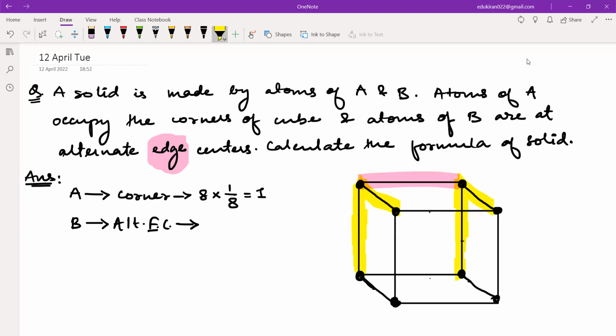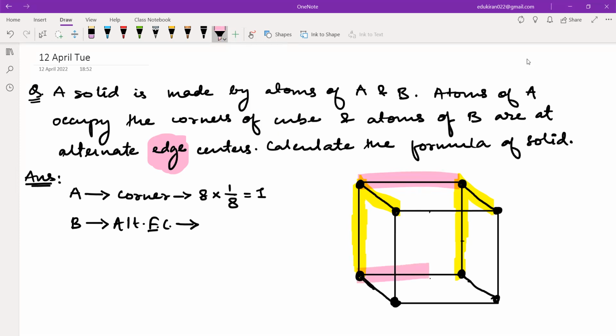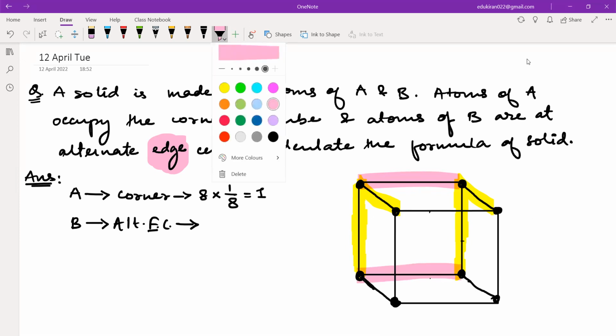This yellow one is also in contact with the pink one. Okay. Now what can I choose? I can choose one more pink line where I will add an atom, right? So I can choose this pink line, which will be alternate. Yeah, this is alternate.